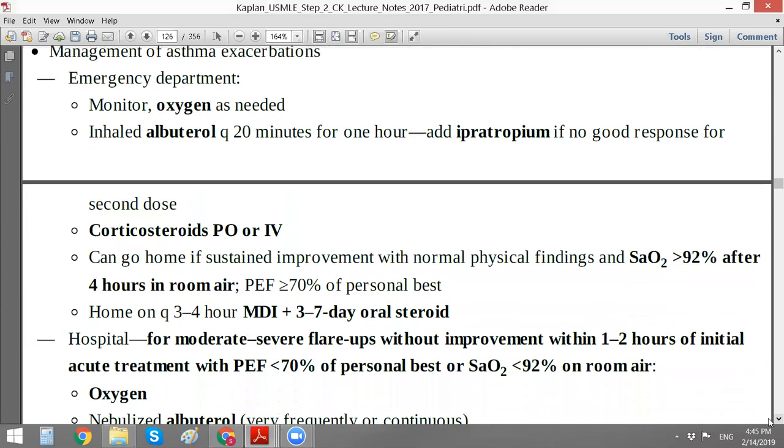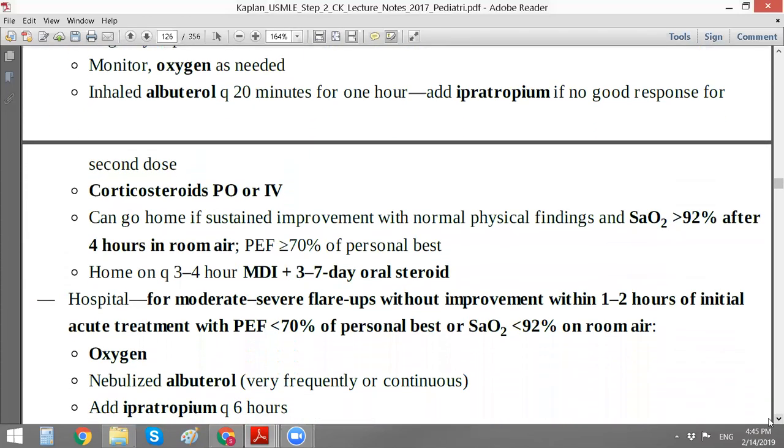Management of asthma exacerbations: monitor oxygen as needed. Inhale albuterol every 20 minutes for 1 hour. Add ipratropium if there is no good response by the second dose. So the first thing is oxygen, then albuterol every 20 minutes for 1 hour, ipratropium if no good response by the second dose. Then we have the steroids, corticosteroids, oral or IV.